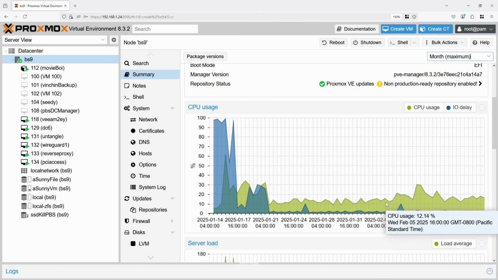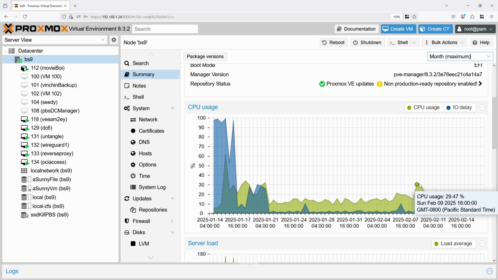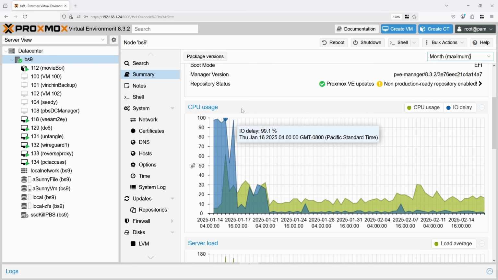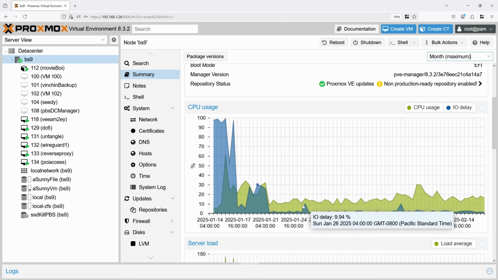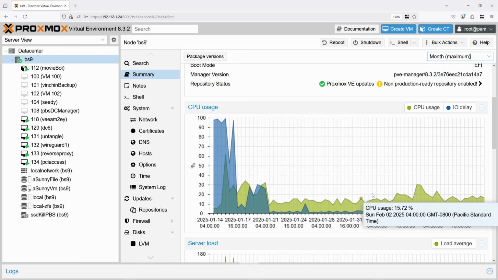Taking a look at the host CPU on my system, I see it's relatively low, typically in the 12, 15, maybe 20% range most of the time. I've had some higher usage periods in the past, but generally it appears pretty low.